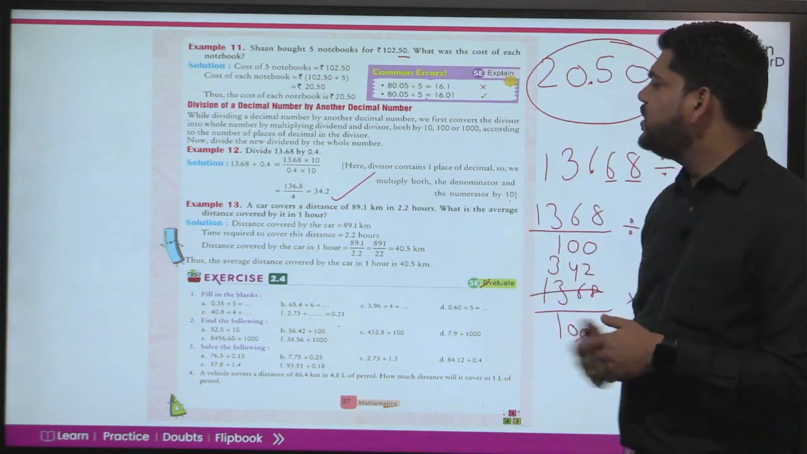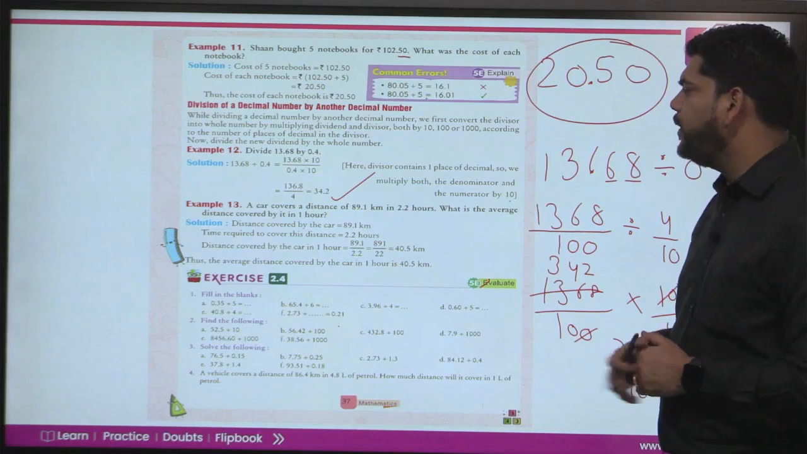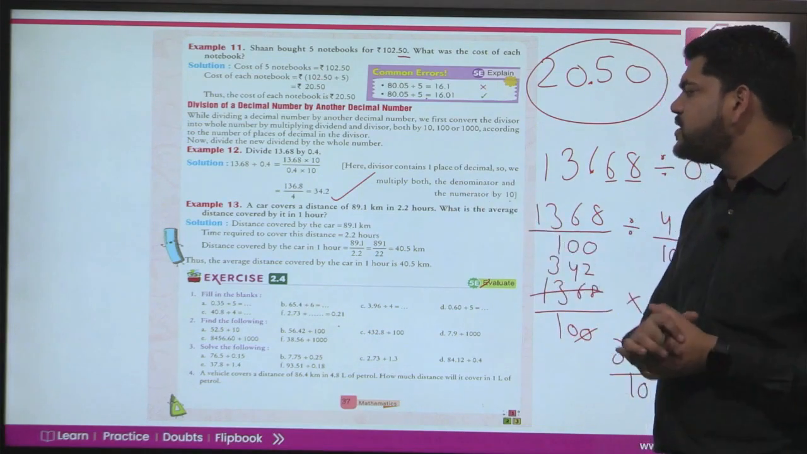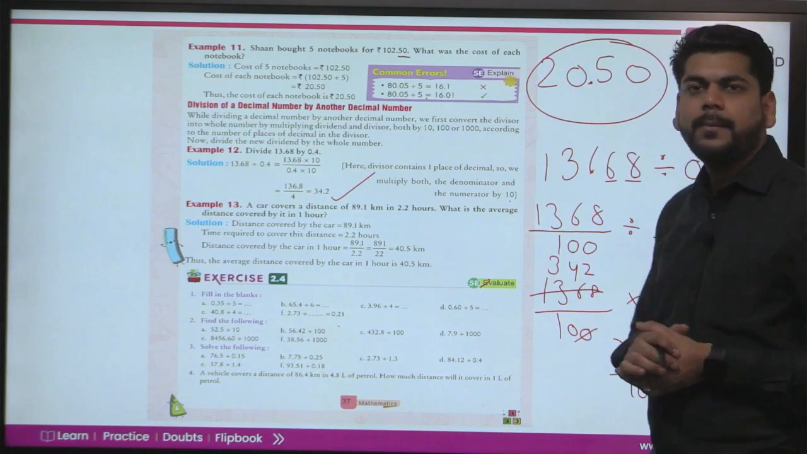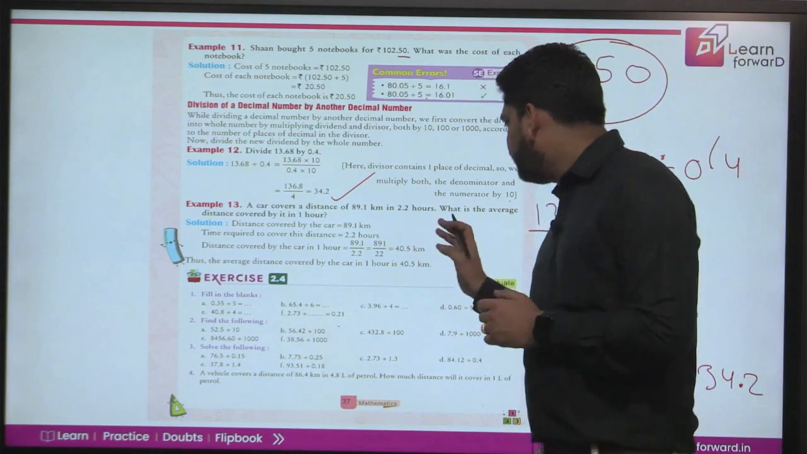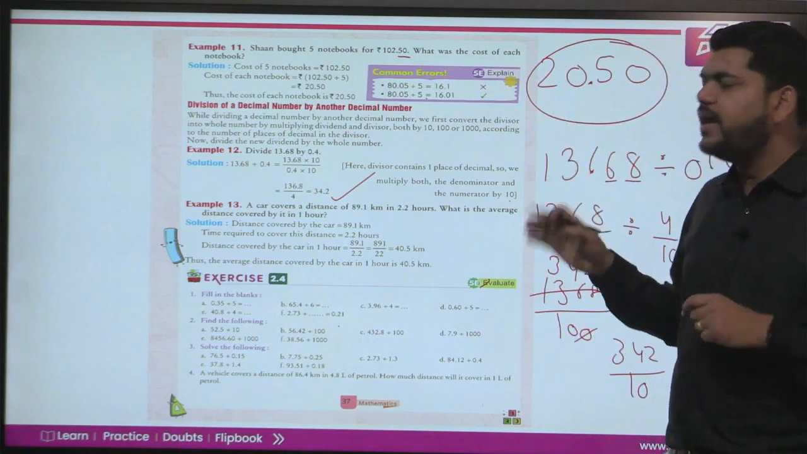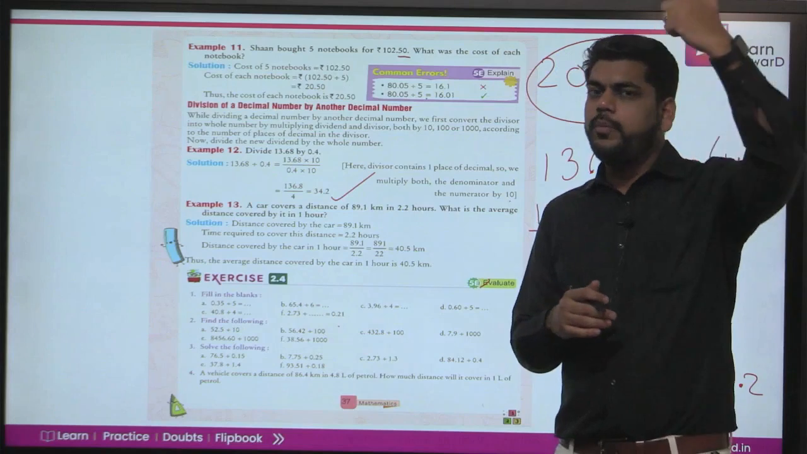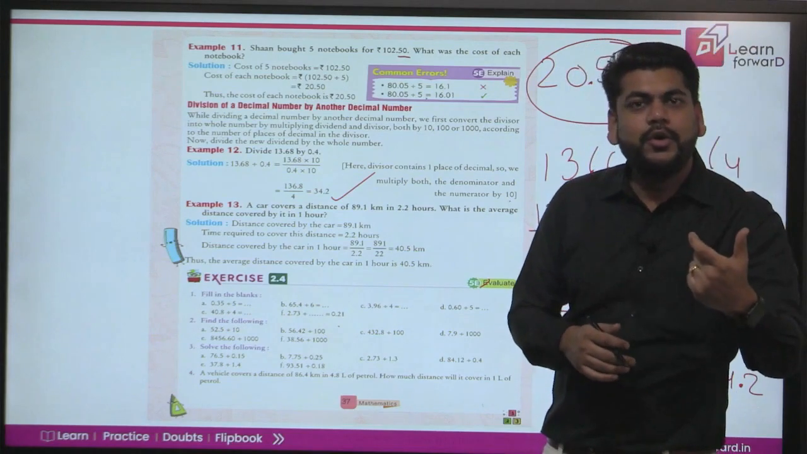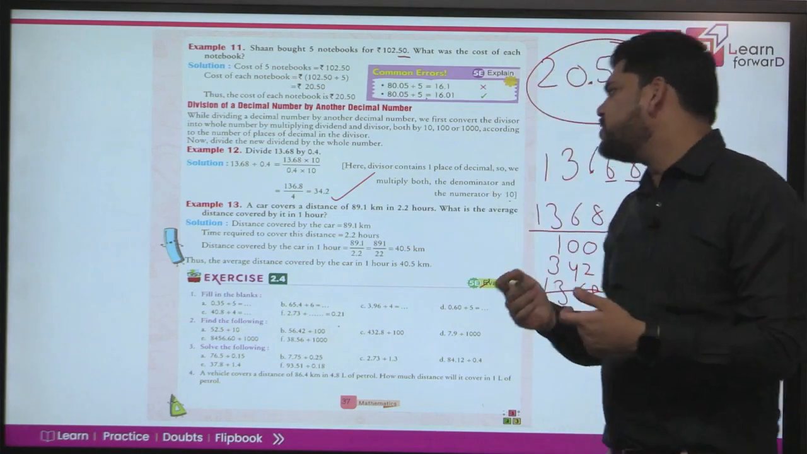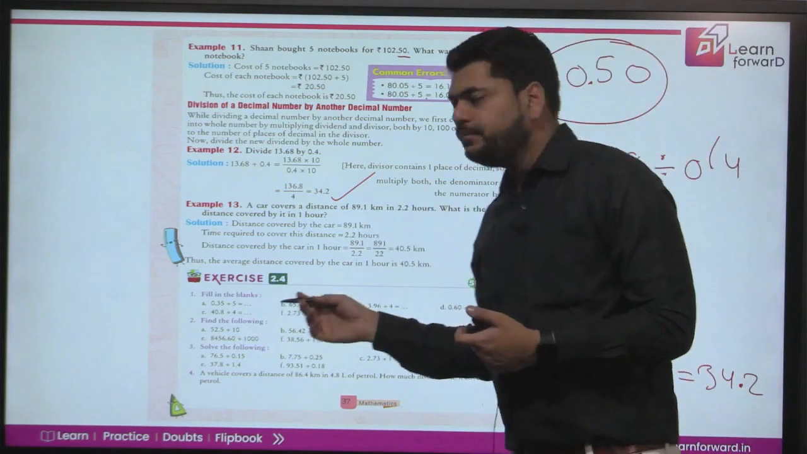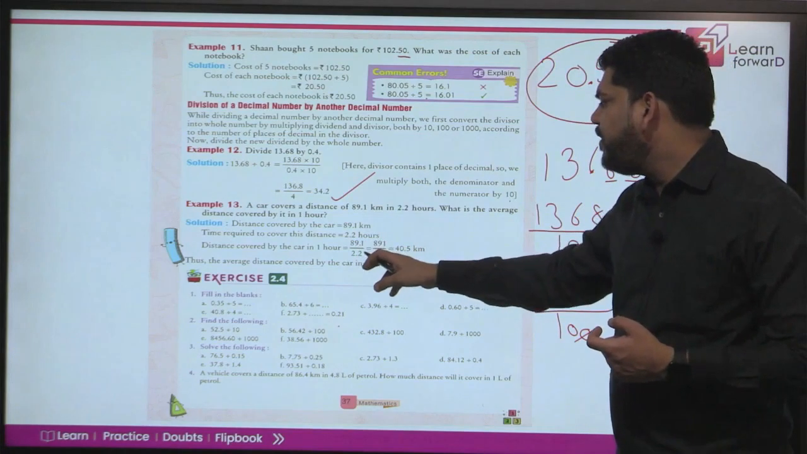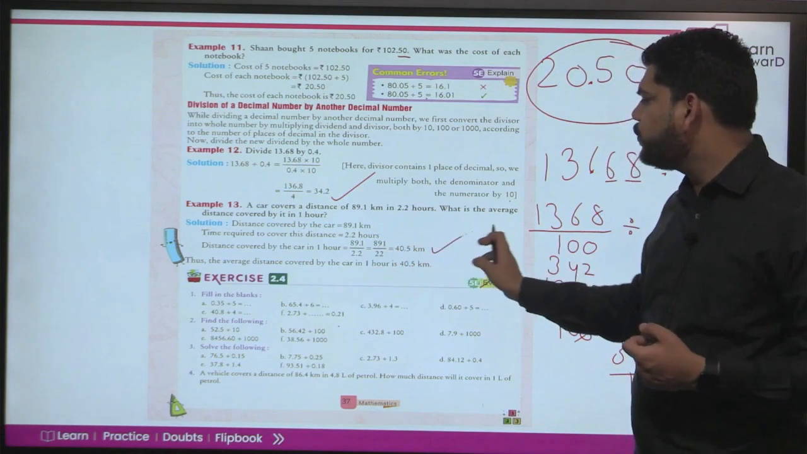A car covers a distance of 89.1 km in 2.2 hours. What is the average distance covered by it in 1 hour? So in case, even if the word average is not used, then also it is asking us to calculate for 1 hour. You already know for 2.2, you need to convert it into 1. We need to reduce this down. We will again divide. 89.1 km divided by 2.2, your answer is 40.5.